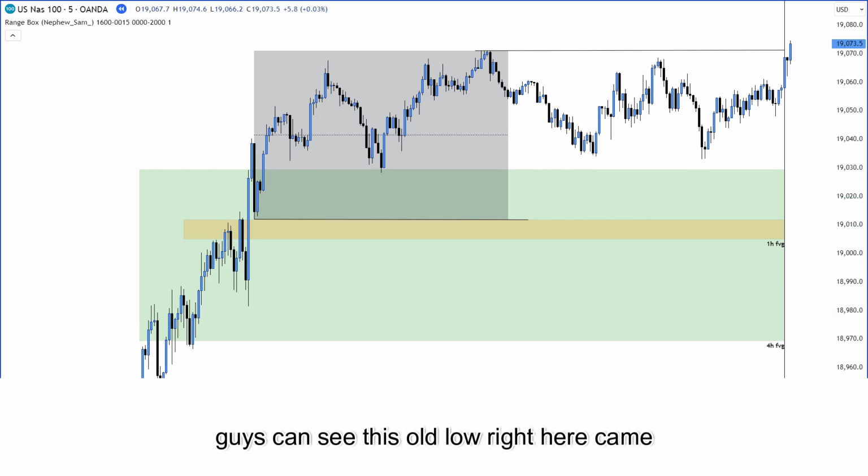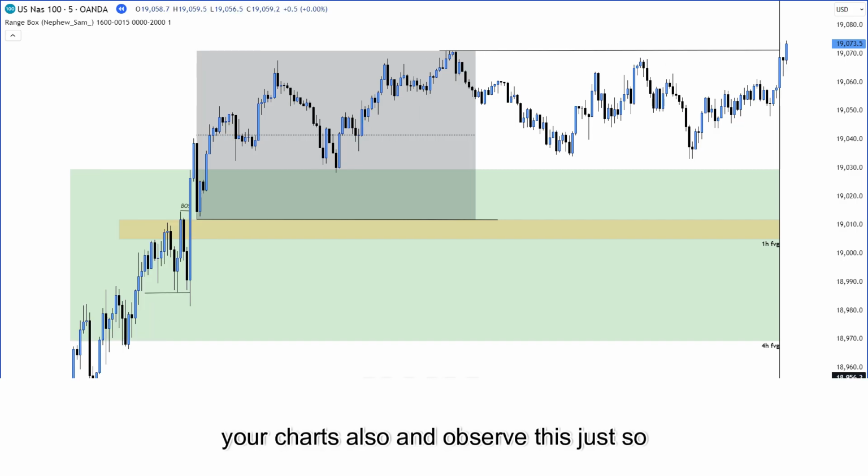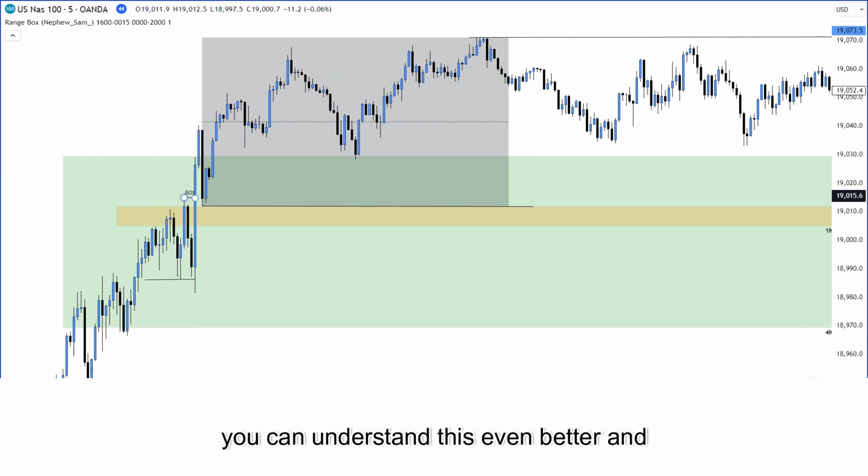So first, as you guys can see, this old low right here came and cleared all these internal range lows, purged through it, and then gave us a breakup structure. You guys can go back on your charts also and observe this just so we can understand this even better.